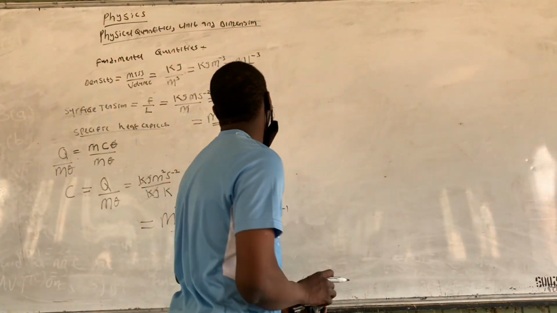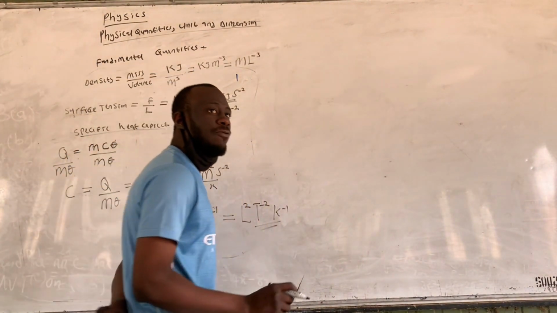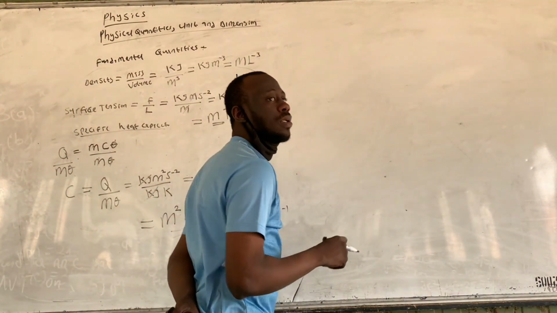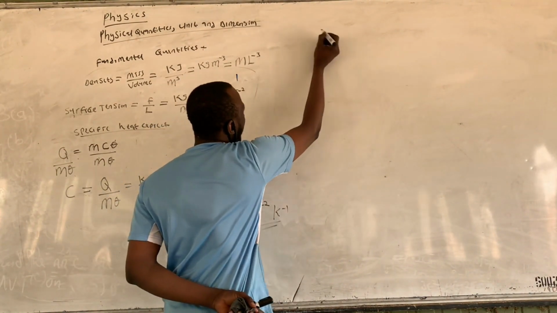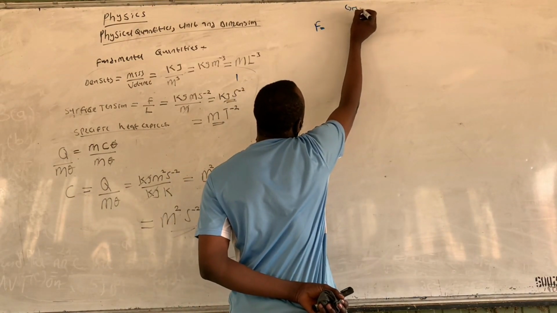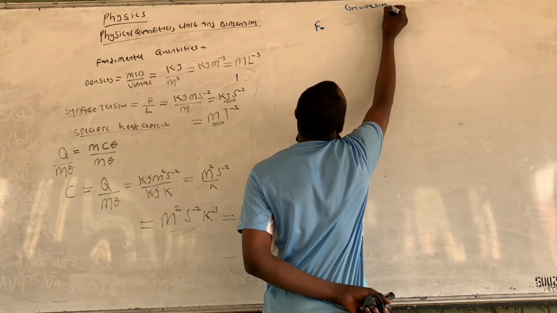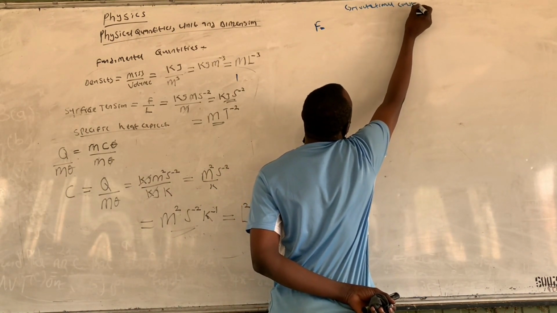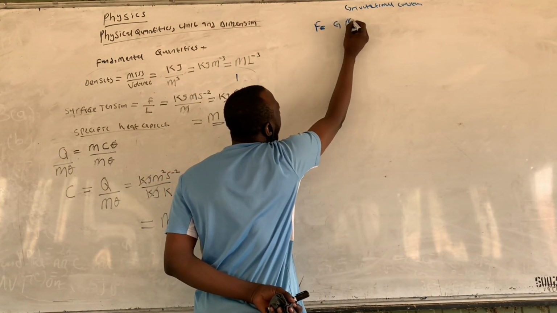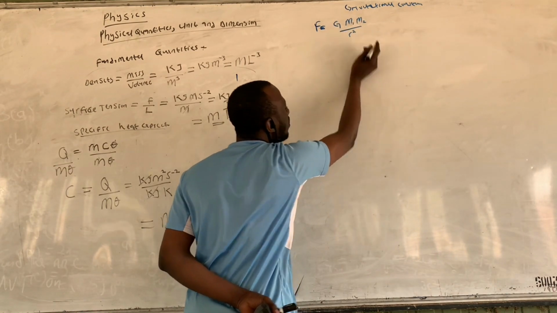So now, the final question for the parameter: we are going to derive the dimension for the gravitational constant. Now, when F equals the gravitational constant G times mass 1 times mass 2, all over r squared.